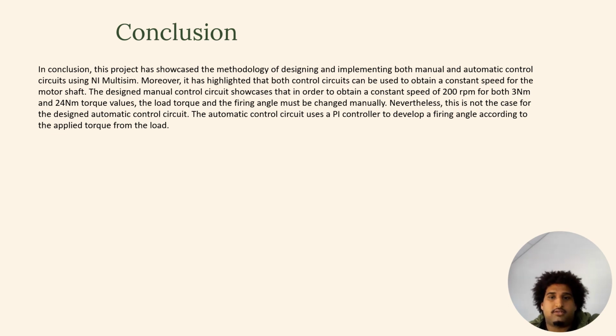To sum up this project, the goal was to design and implement manual and automatic speed control circuits for a DC separately excited motor by maintaining the speed constant at 200 RPM in two different torques, the 3 and the 24 Newton meter, where we concluded in the manual speed control design that in order to maintain the speed at 200 RPM is by changing the load torque and the firing angle manually. And on the other hand, for the automatic speed control operation, the designed PI controller would control and fix the firing angle as per the applied torque from the load.